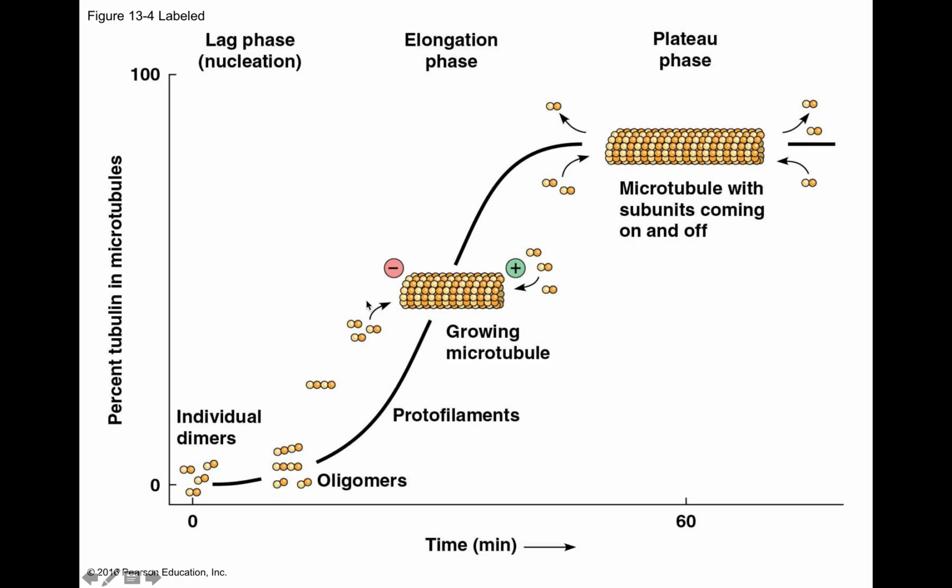And then as you run out of extra tubulin doublets, the microtubule will start to shrink. And the whole time the microtubule is adding and subtracting from both ends. It's just adding faster to this end and subtracting slower from that end.